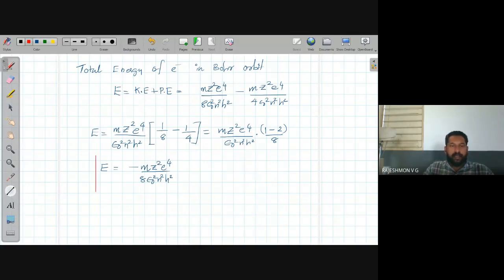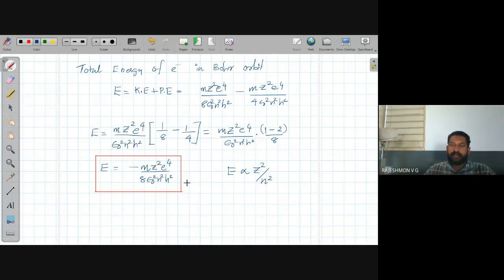Many problems are asked using this. E is equal to minus m z square e raised to 4 divided by 8 epsilon 0 square n square h square. So I can write E proportional to again z square by n square. Kinetic energy was proportional to z square by n square. Potential energy was proportional to z square by n square. So here total energy is also proportional to z square by n square.